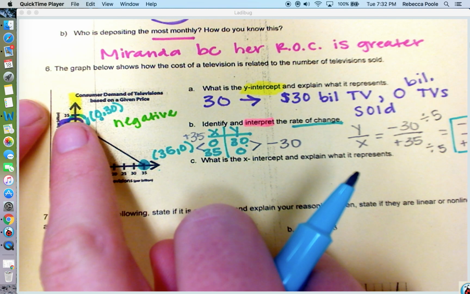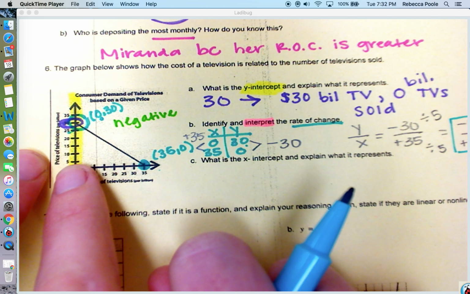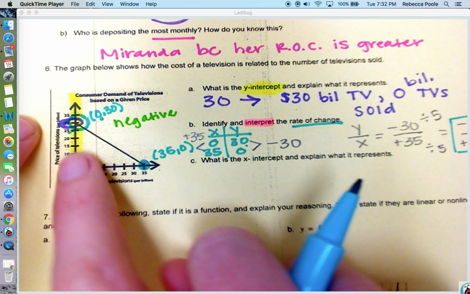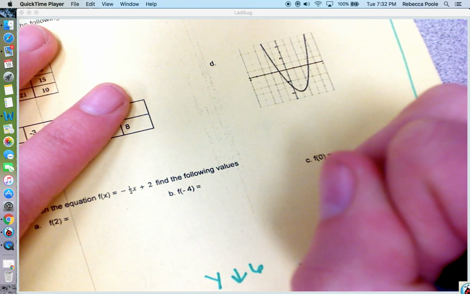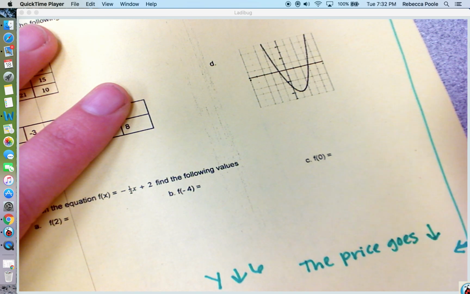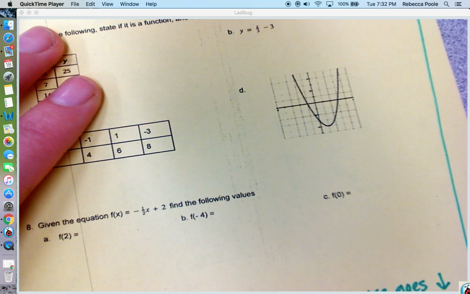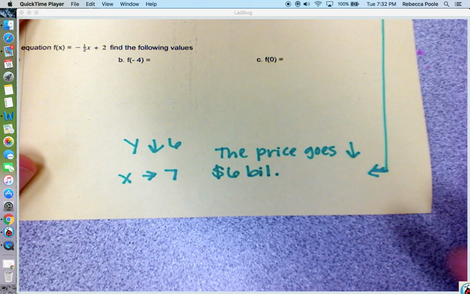So if the y's are going down 6, that means the price is going down 6. Does everybody see that? Because the y's say price of televisions. So the price goes down $6 billion. If you read your graph, right, it said in billions. The price goes down $6 billion.